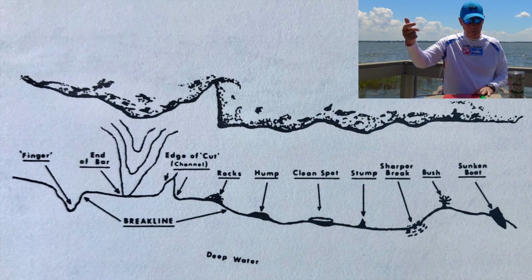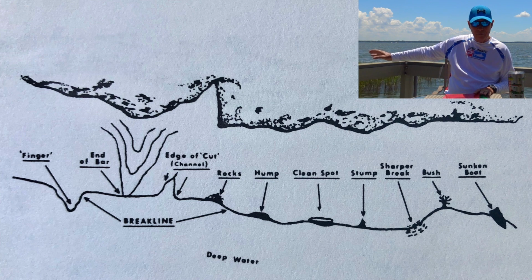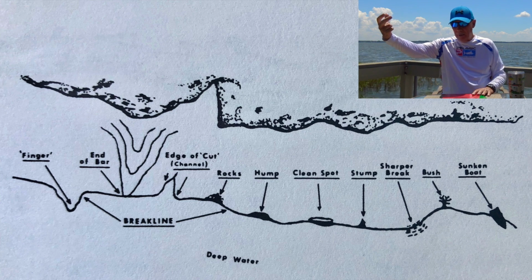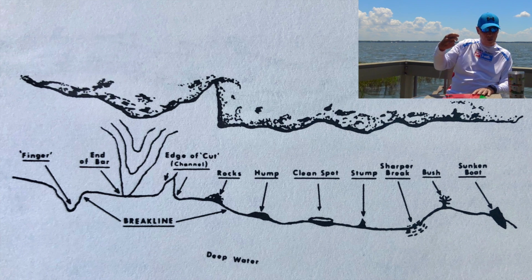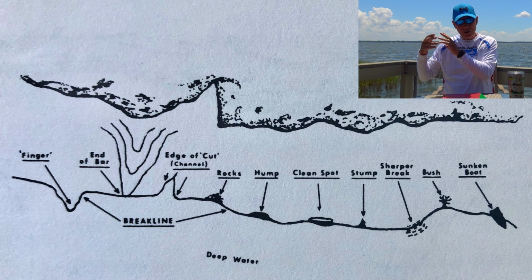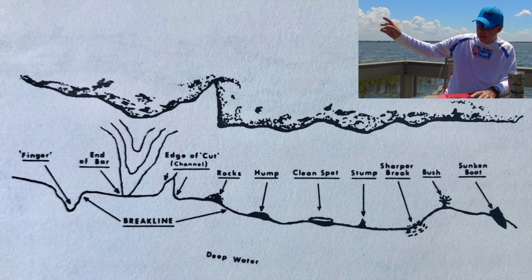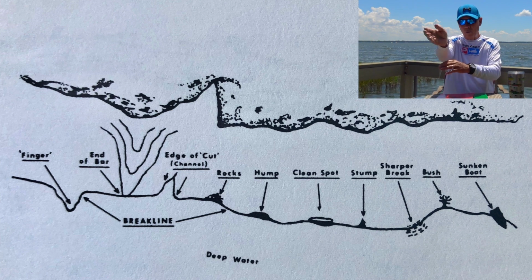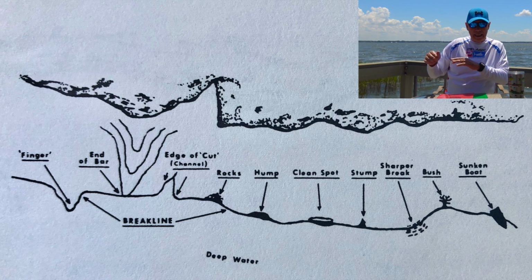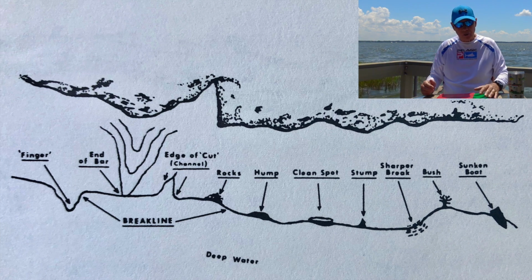Here's what it could be, by looking at the diagram. Could be a finger. First thing we're looking at here. Could be a bar that reaches all the way out and has a nice point on the end of that thing and drops right into the channel. Now that next spot we're showing there is where we have a little cut pocket that goes back in off of that channel break line.